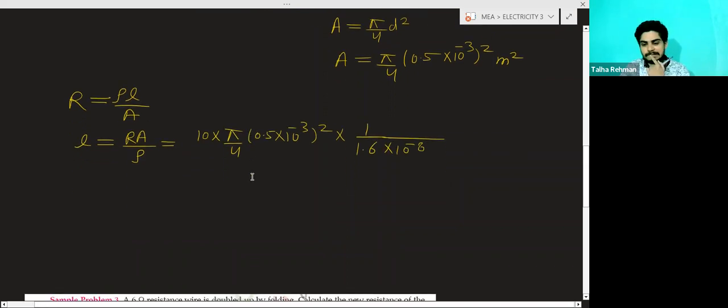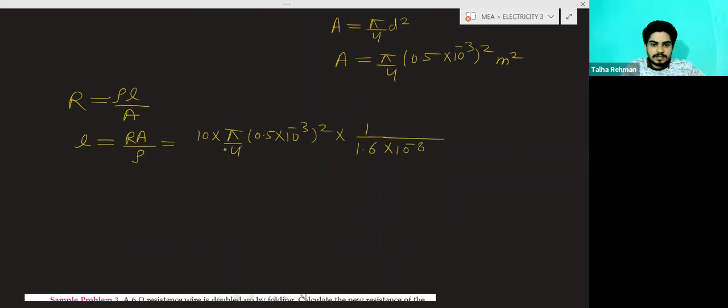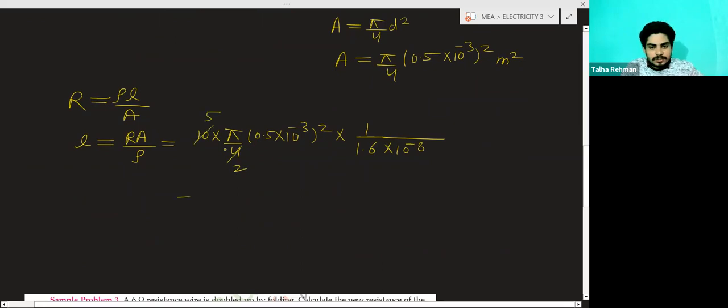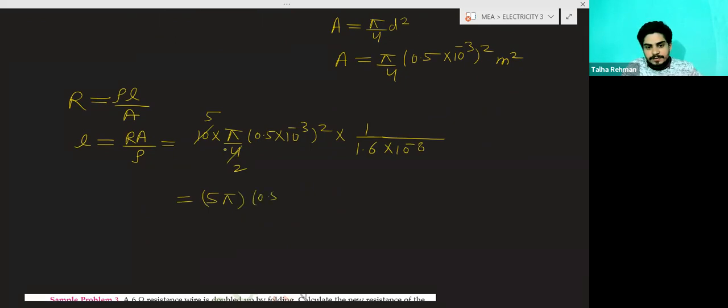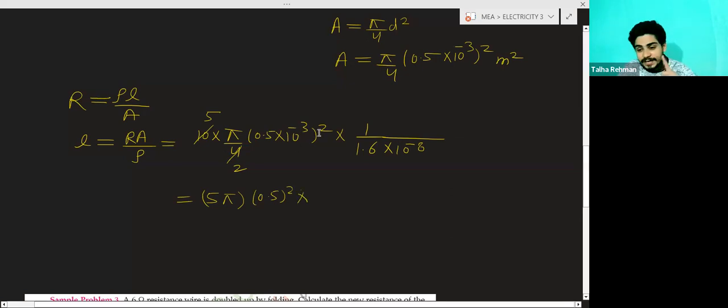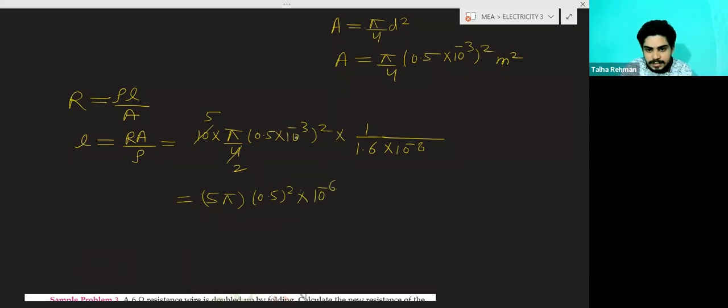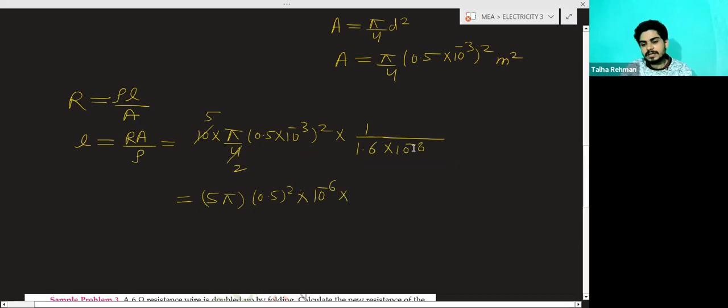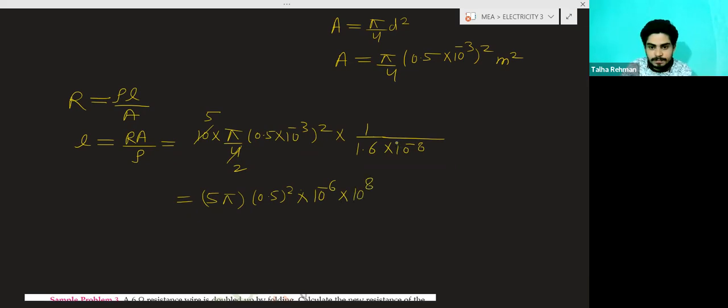Okay. So after this, you can cancel this. This will become 2. This will become 5. So it will become 5 pi. And this will be 0.5 square. And here you will have 10 to the power minus 3 square. You will get 10 to the power minus 6. In multiplication, this power will come. In numerator this power is plus, in denominator this power is minus. When this 10 to the power minus 8 will go in numerator, it will become plus power, 10 to the power plus 8. And it will be divided by 1.6.